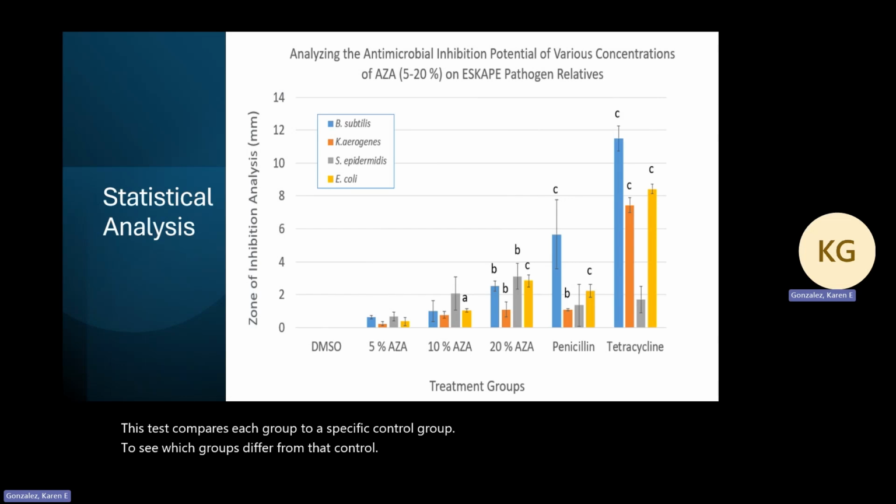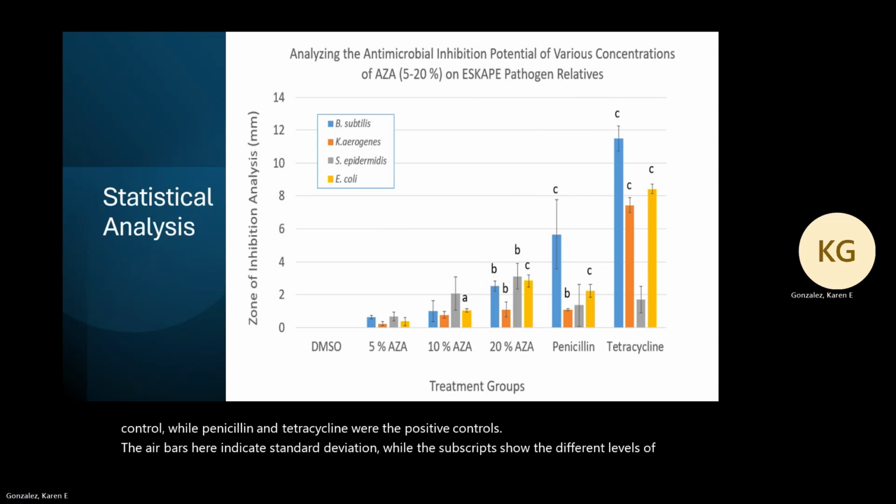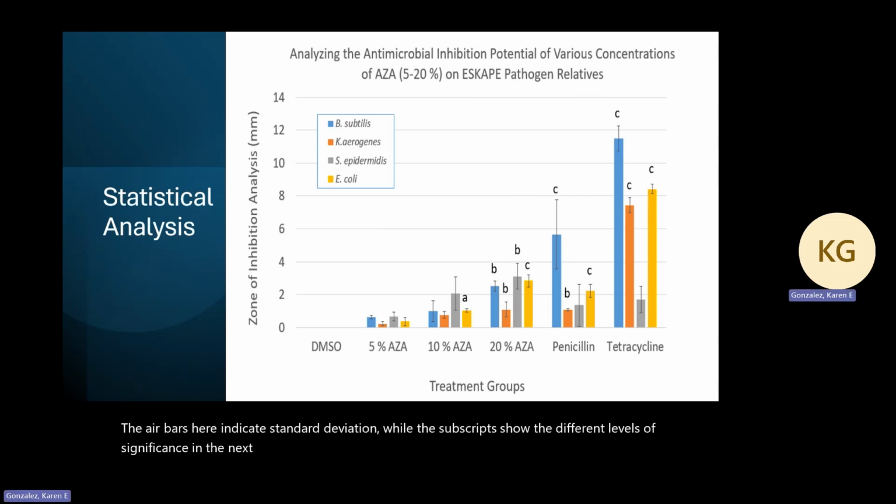The graph shows inhibitory effects of AZA, 5% to 20%, on multiple ESCAPE relatives, B. subtilis, K. urogenes, S. epidermidis, and E. coli. DMSO, like we said, served as the negative control, while penicillin and tetracycline were the positive controls. The error bars here indicate standard deviation, while the subscripts show the different levels of significance. In the next slide, we'll talk a little more about what these results mean.